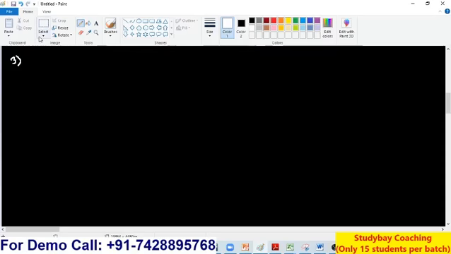The next question states that the angles of elevation of the top of a tower from 2 points at a distance of p meters and q meters from the base and in the same straight line with it are complementary. Prove that height of the tower is under root pq. Okay, let's go ahead.